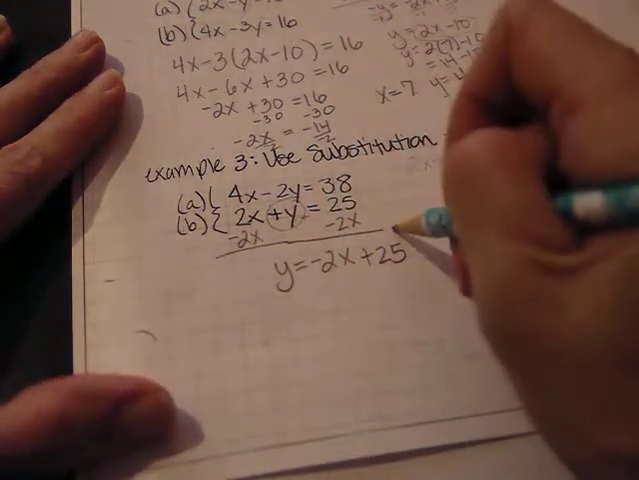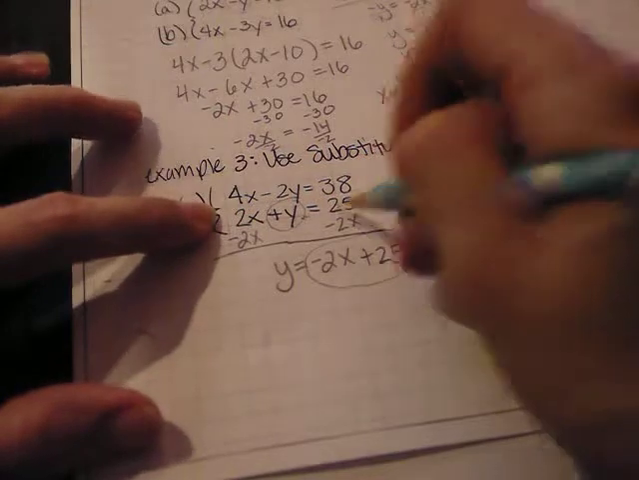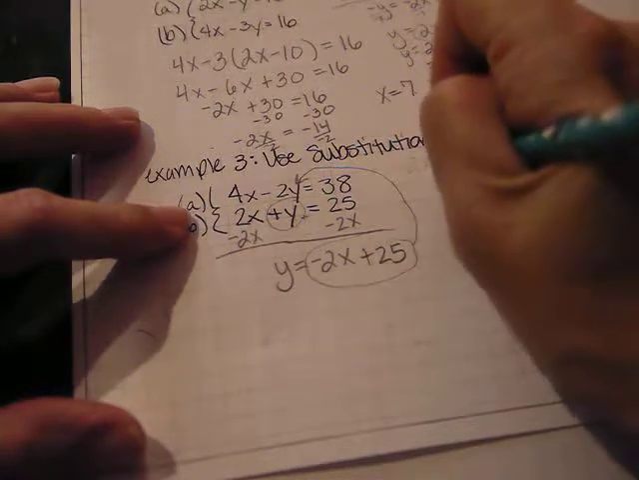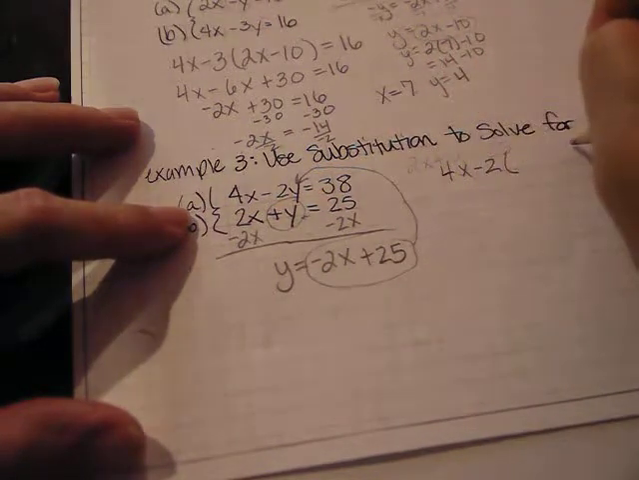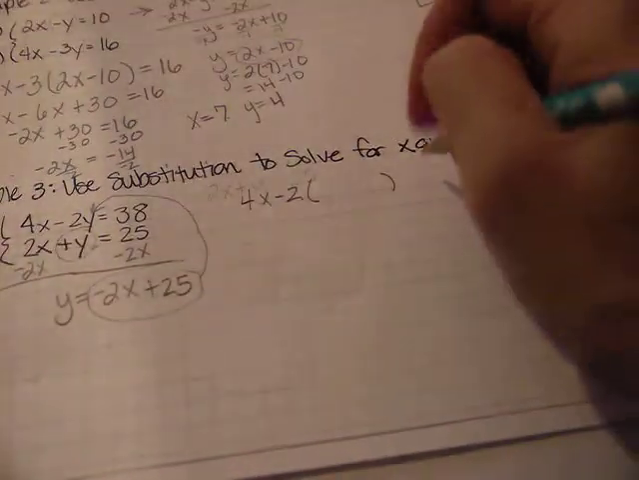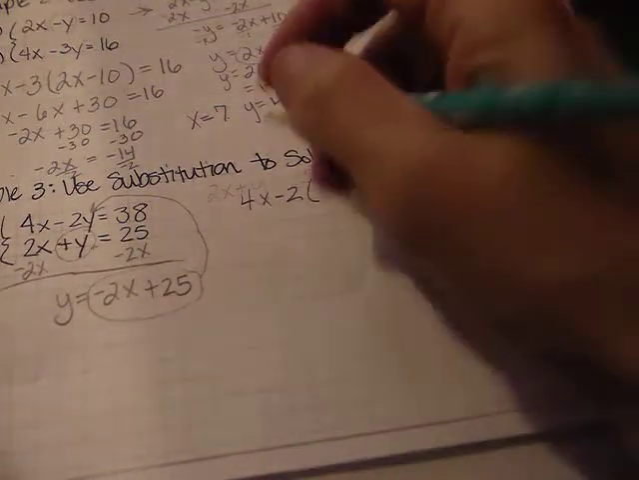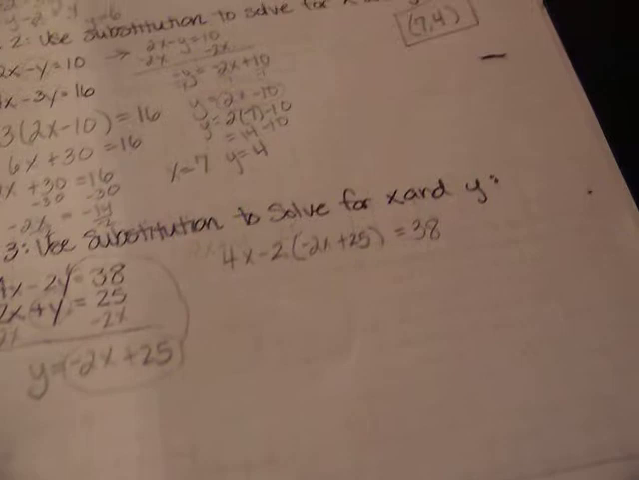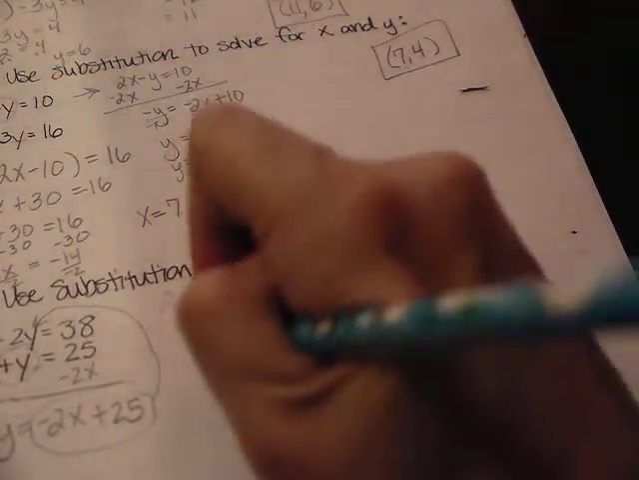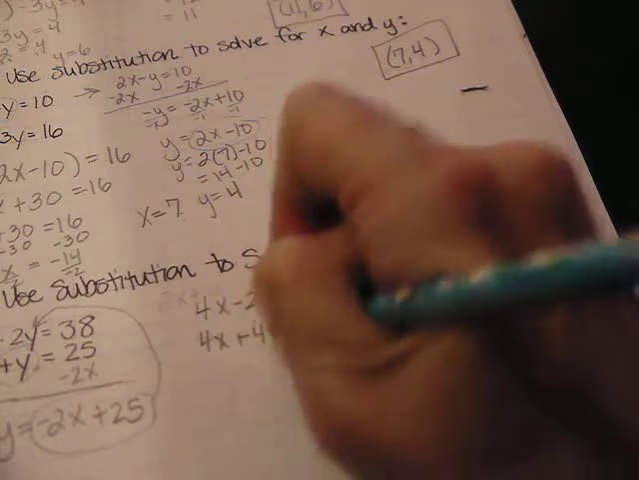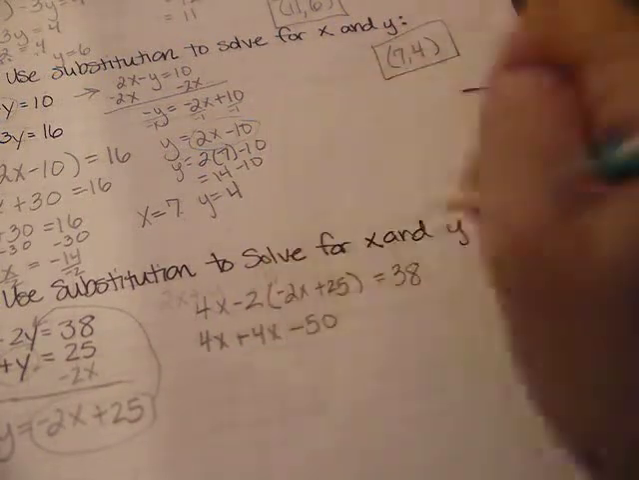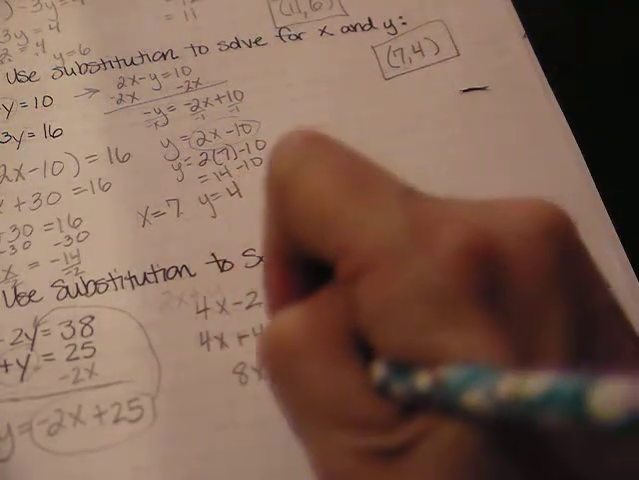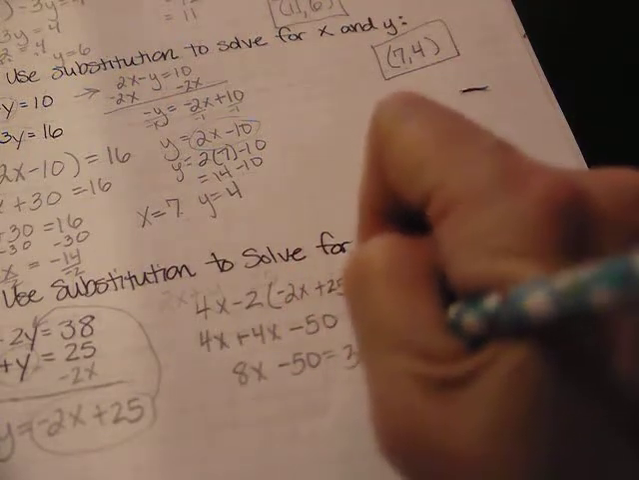Okay, so now that this was this equation, so it goes into here. Okay, so that equation, if I leave out a spot for y, will look like this. Okay, and we put negative 2x plus 25 in there. All right, now we will get rid of the parentheses, plus 4x, a negative and a negative, minus 50 equals 38. Okay, 4x and 4x makes 8x, minus 50 equals 38.